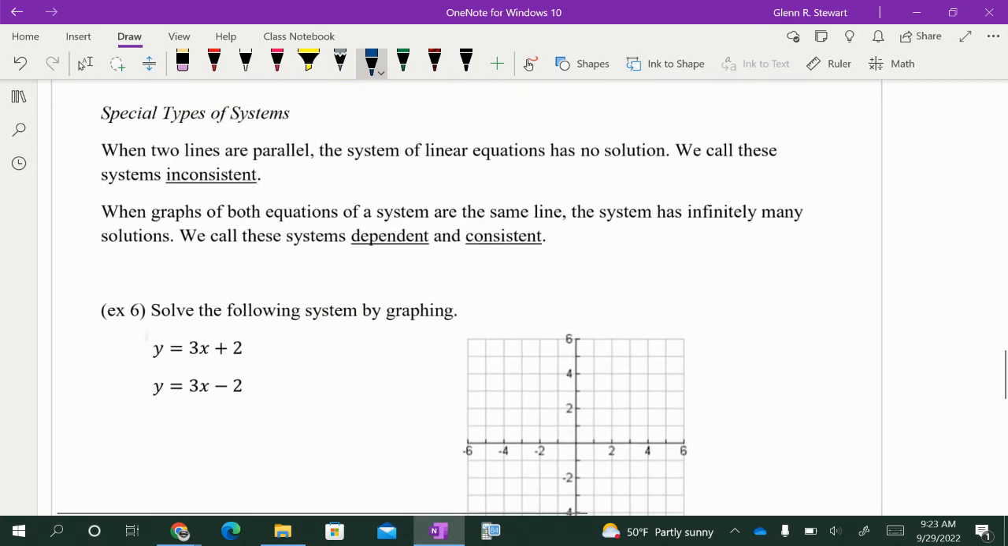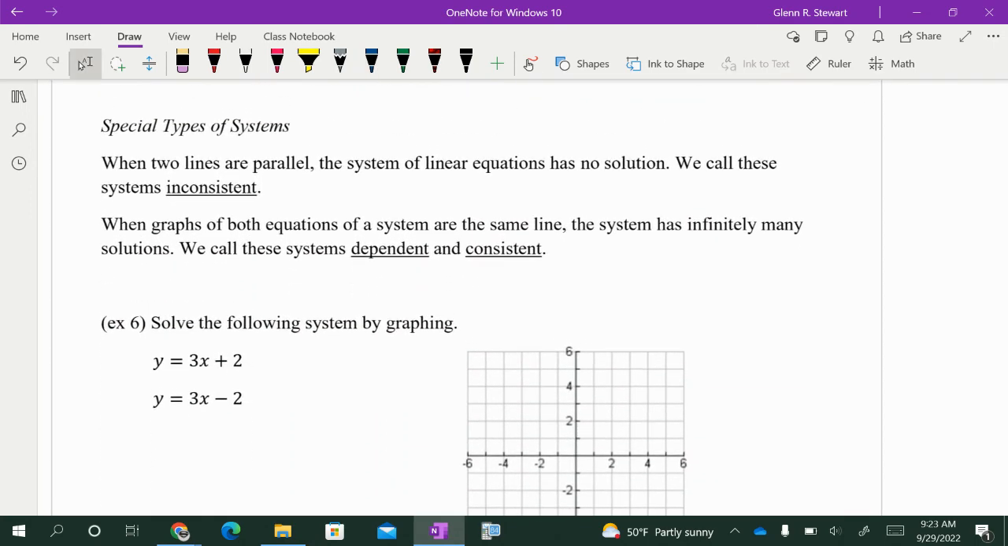All right. So earlier I talked a little bit about something called consistent, and we also mentioned something about inconsistent. So there are 2 special types of systems that we have. The first one is parallel lines. Parallel lines create a system that is inconsistent because it will have no solution. And then we have another one where the line that we graph from one equation and the line that we graph in the other equation are the same. If they're the same line, there's infinitely many solutions. We call this consistent dependent, as you'll hear me say.